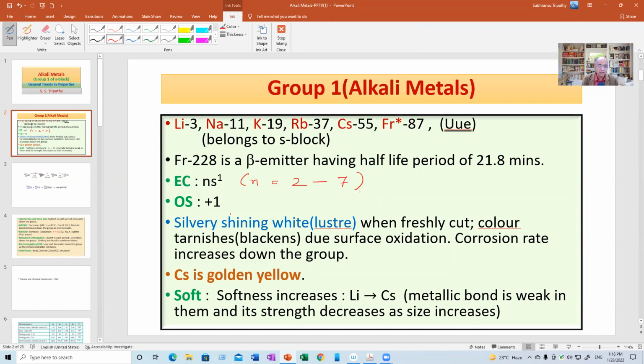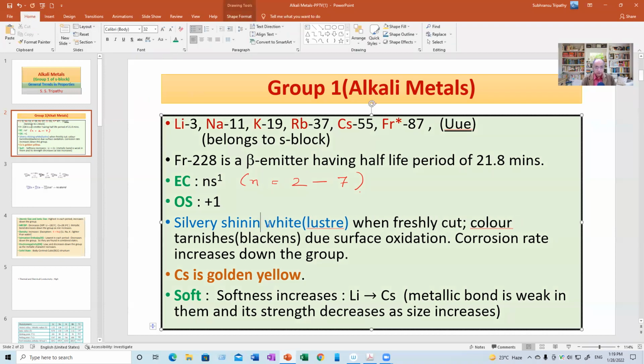Now, oxidation state is always +1. Only one electron will be knocked out to form ions easily. They have the lowest ionization enthalpy in their respective periods, so they form positive ions easily. And they are very shiny, white silvery metals with a luster.